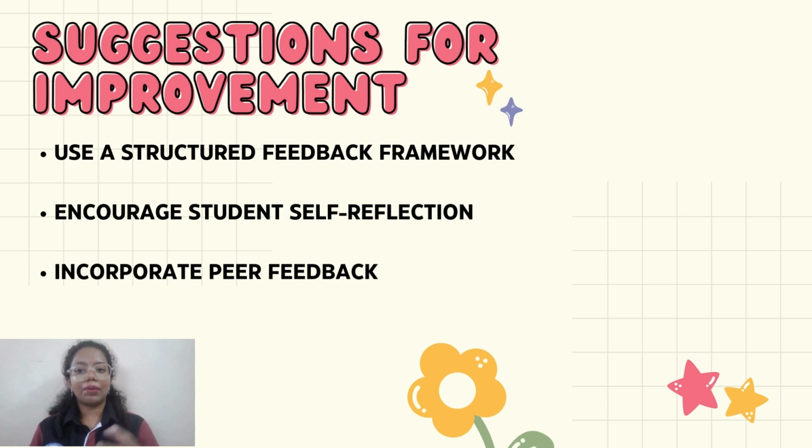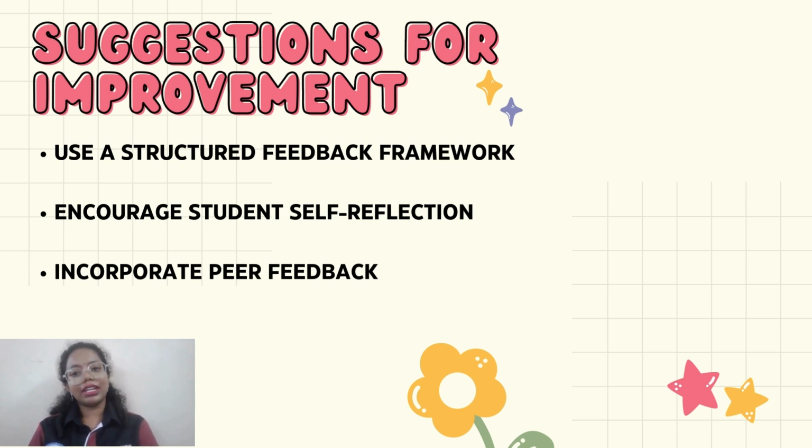Lastly, incorporate peer feedback mechanisms. Peer feedback encourages collaboration and allows students to learn from each other. Implement structured peer feedback sessions where students provide constructive feedback on each other's work using guiding questions. For instance, they could comment on what they like and suggest one area for improvement. This not only builds community but also deepens their understanding of success criteria.